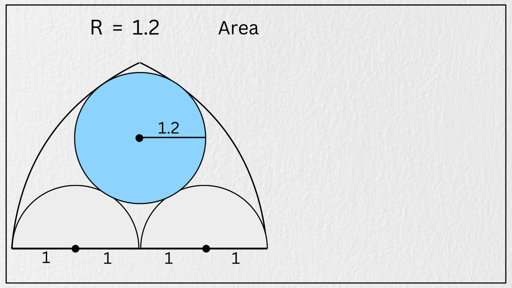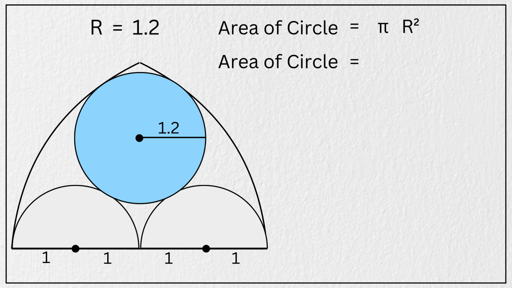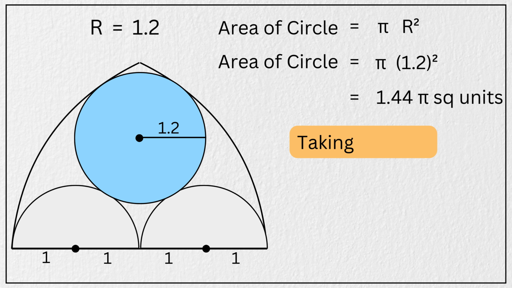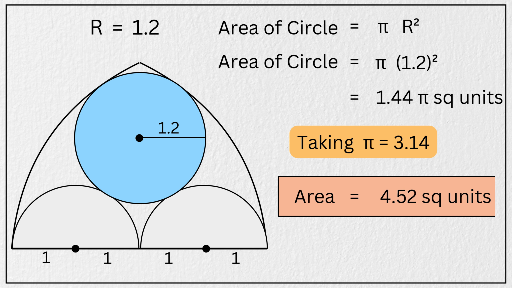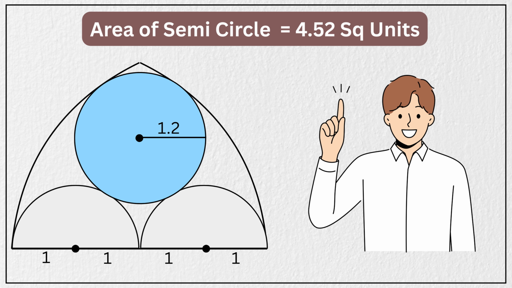The area of a circle is calculated using the formula pi times radius squared, so substituting r equals 1.2 units, we get the area of this blue shaded circle is equal to pi times 1.2 squared, which is 1.44 times pi square units. And if we take pi as 3.14, the approximate area becomes 4.52 square units. And that's our final answer. Pretty amazing, isn't it? Just a few constructions and the right use of theorems gave us the exact answer.